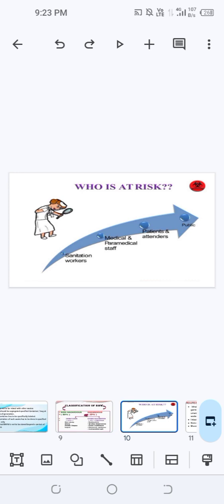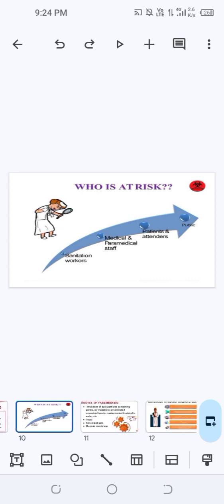Now let us see who are at risk. The persons who are working directly in a hospital, like the paramedical staff, the nurses, the doctors, are at higher risk of getting infection from the biomedical waste. The patient also can get infection, the general public also.